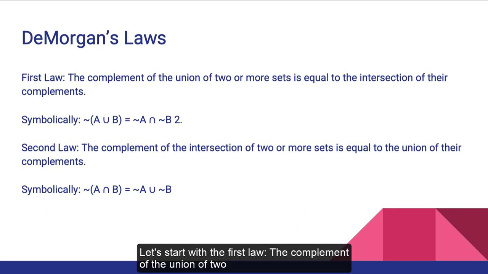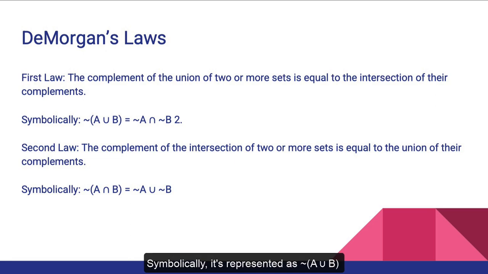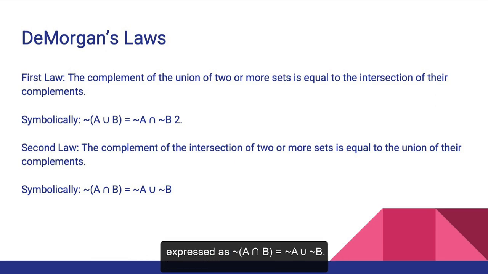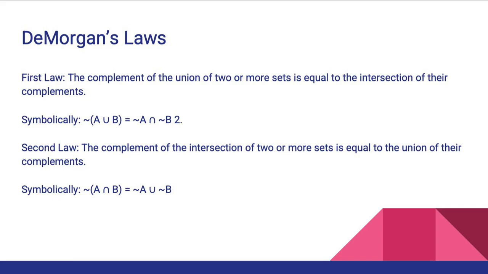Let's start with the first law. The complement of the union of two or more sets is equal to the intersection of their complements. Symbolically, it's represented as not (A union B) equals not A intersect not B. Moving on to the second law. The complement of the intersection of two or more sets is equal to the union of their complements. Symbolically, it's expressed as not (A intersect B) equals not A union not B.